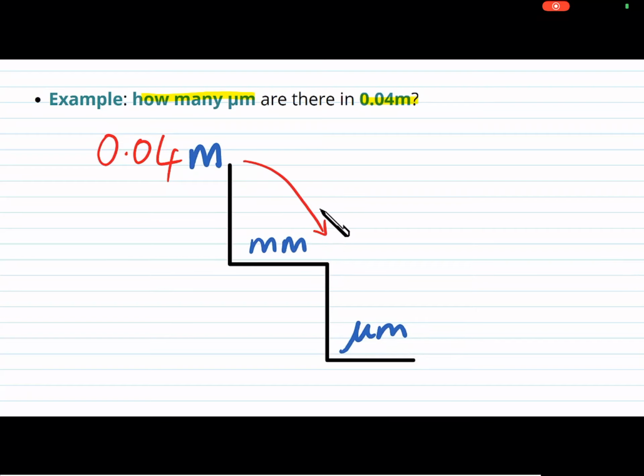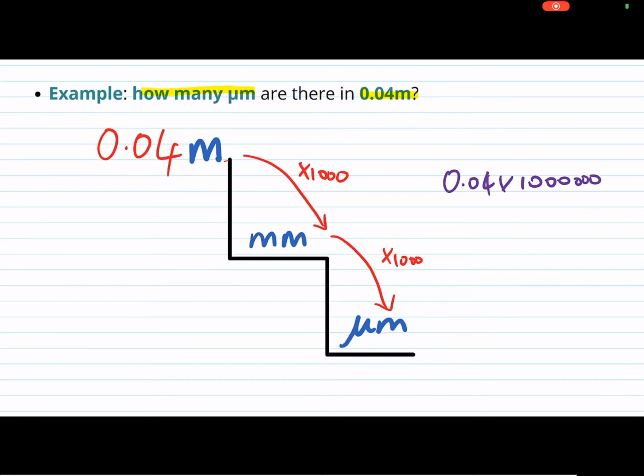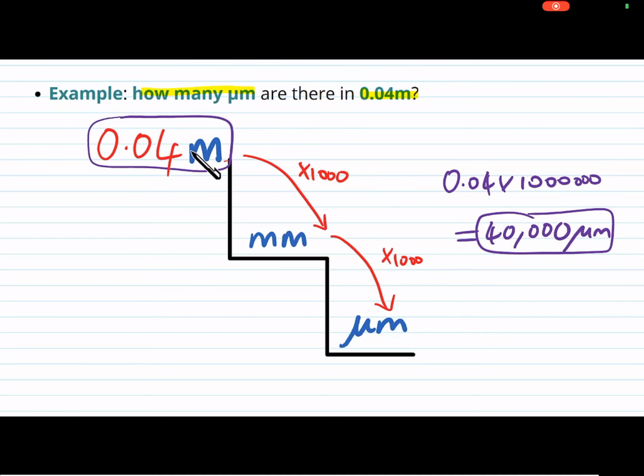So to go down to millimeters, we have to always times by 1,000, because there are 1,000 of these in there. And to go down from millimeters to micrometers, we would times 1,000 again. So think of it as taking steps back down to smaller units. How far do you have to go? So then simply what you would do is 0.04 times 1 million. And this gives you the answer of 40,000. So what that's telling you is that in 0.04 meters, there are 40,000 micrometers. It's the same distance in reality, but they're expressed in different ways.